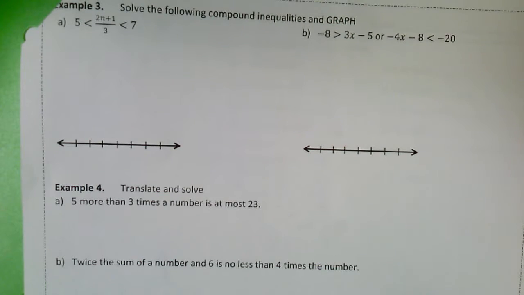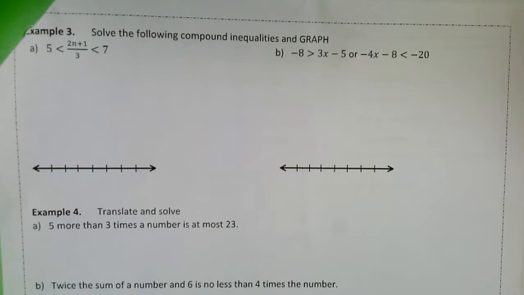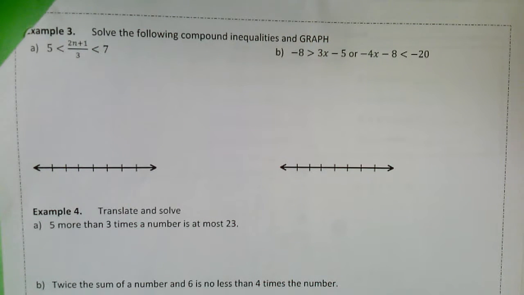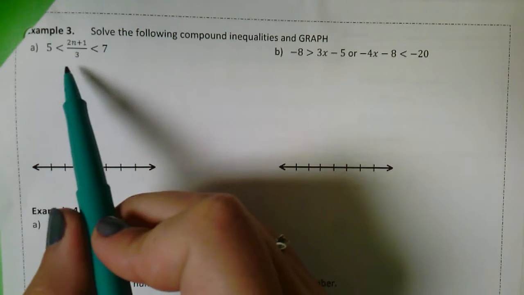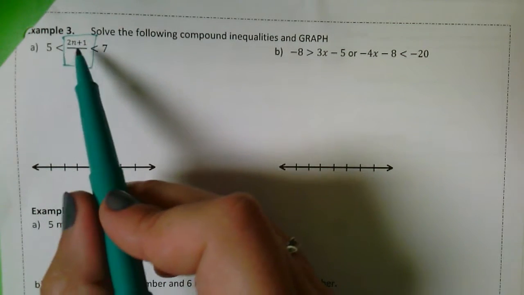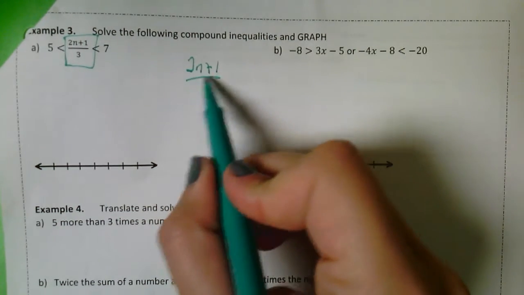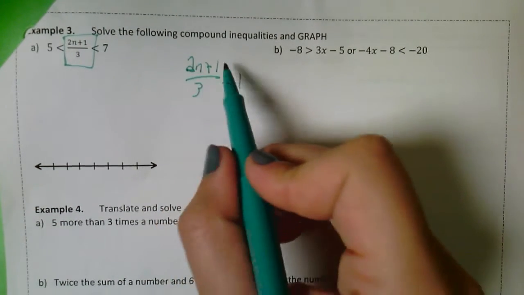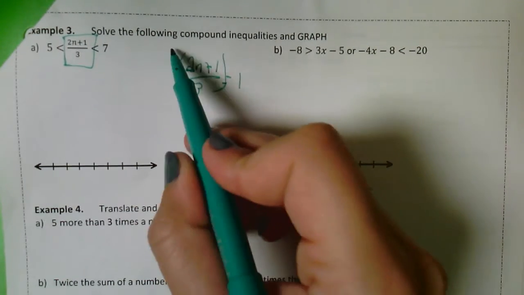Up top here, you do have compound inequalities. So the first one, a reminder, this is an and problem, so it's kind of a sandwich. What I would recommend here is kind of focusing on this middle section here and saying, how would I solve this? If I just had a simple problem like 2n plus 1 over 3 equals 1, how would I solve this? Well, I would start by getting rid of the 3. So I'd multiply it by 3.